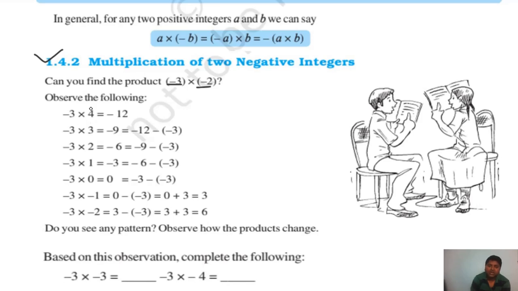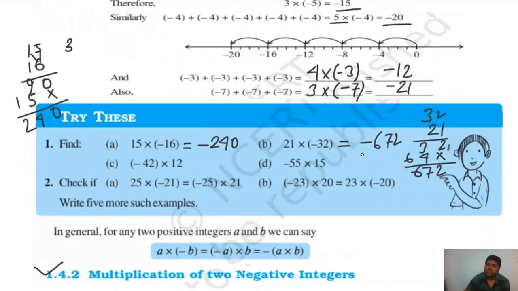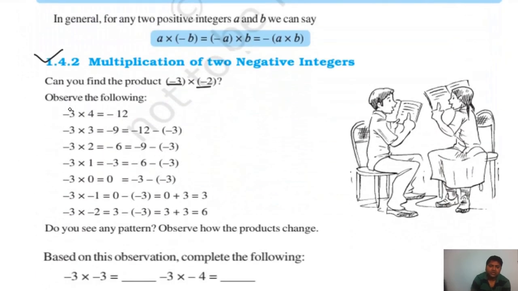In a similar way, minus 3 into 4, we get minus 12. How? Because here is minus, so minus 4 into 3 is 12, so minus 12. Descending this portion, minus 3 into 3 means minus 9. Therefore minus 9 is obtained from minus 12 of minus 3.